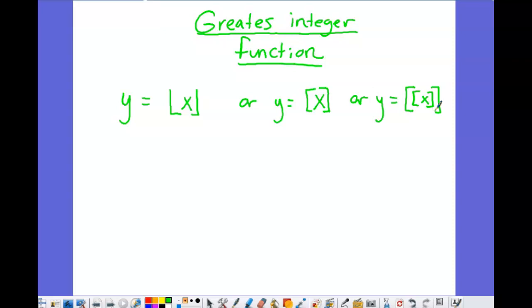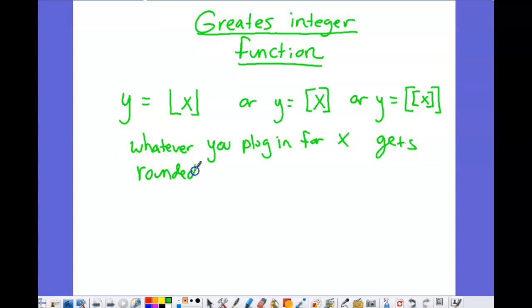And basically what this function does is whatever you plug in for x gets rounded down to the nearest integer. So I'm going to do an example for you.